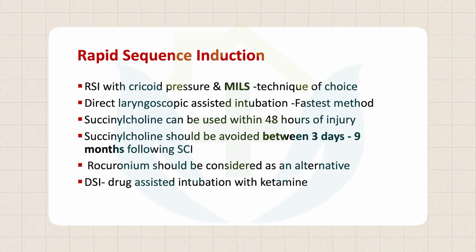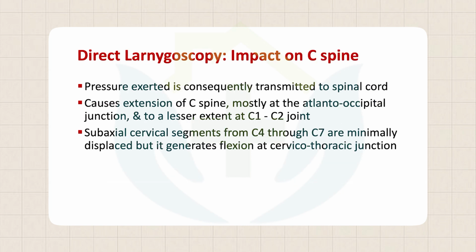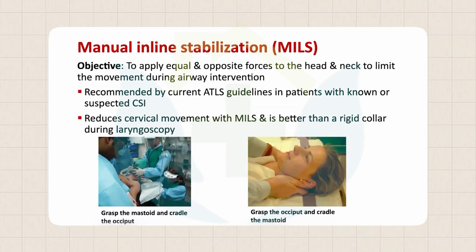Other than that, you can go for rapid sequence induction because these patients can have gastroparesis, full stomach, etc. Scoline is avoided. Use of videolaryngoscopes or airway adjuncts as early as possible is recommended. This is how you do a manual inline stabilization. One person doing the intubation, one person handling the head like a cradle.